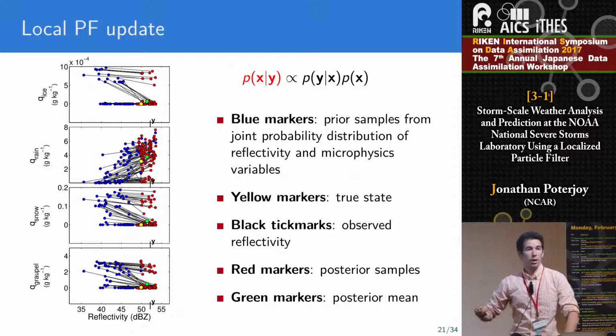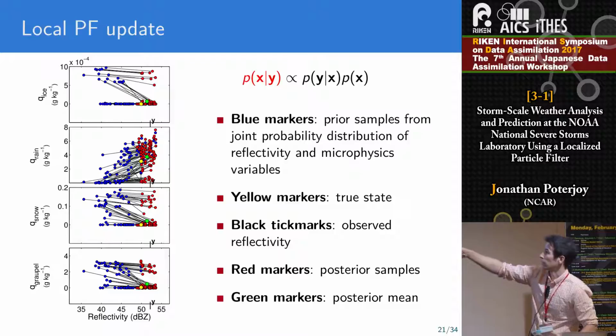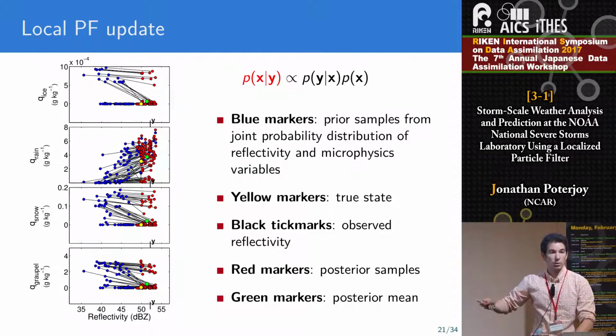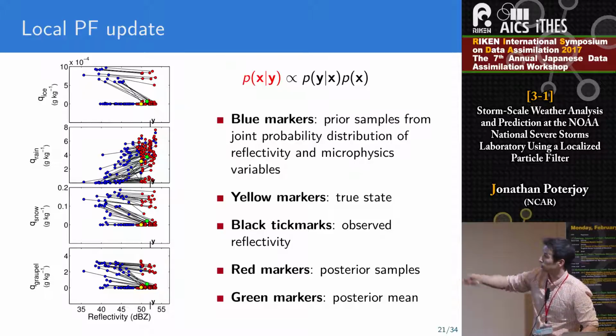And so you maintain some of the nonlinear update, but you're still breaking some of the balance in the model because we don't know if this is an actual solution. But at least the marginal distribution looks right for the Q ice here.